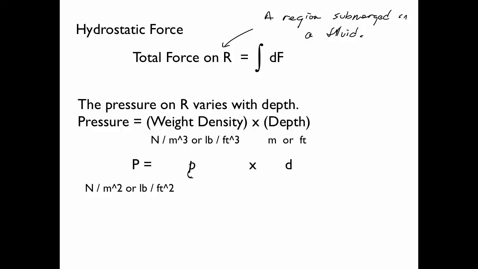So how will we get force then? Force will be pressure times what? What will we multiply pressure by to get force? We have pressure in newtons per meter squared. Area, right? So force is pressure times area, or P times A. Force is in newtons or pounds. That's right.